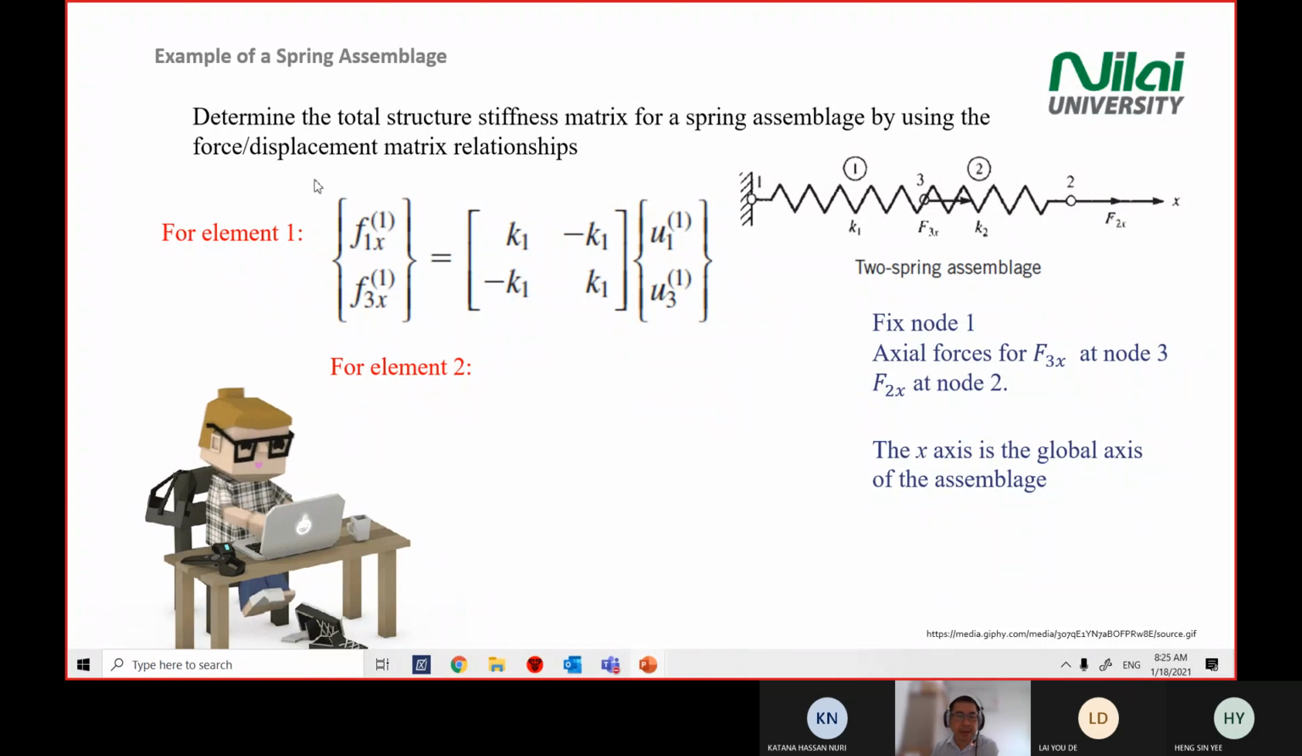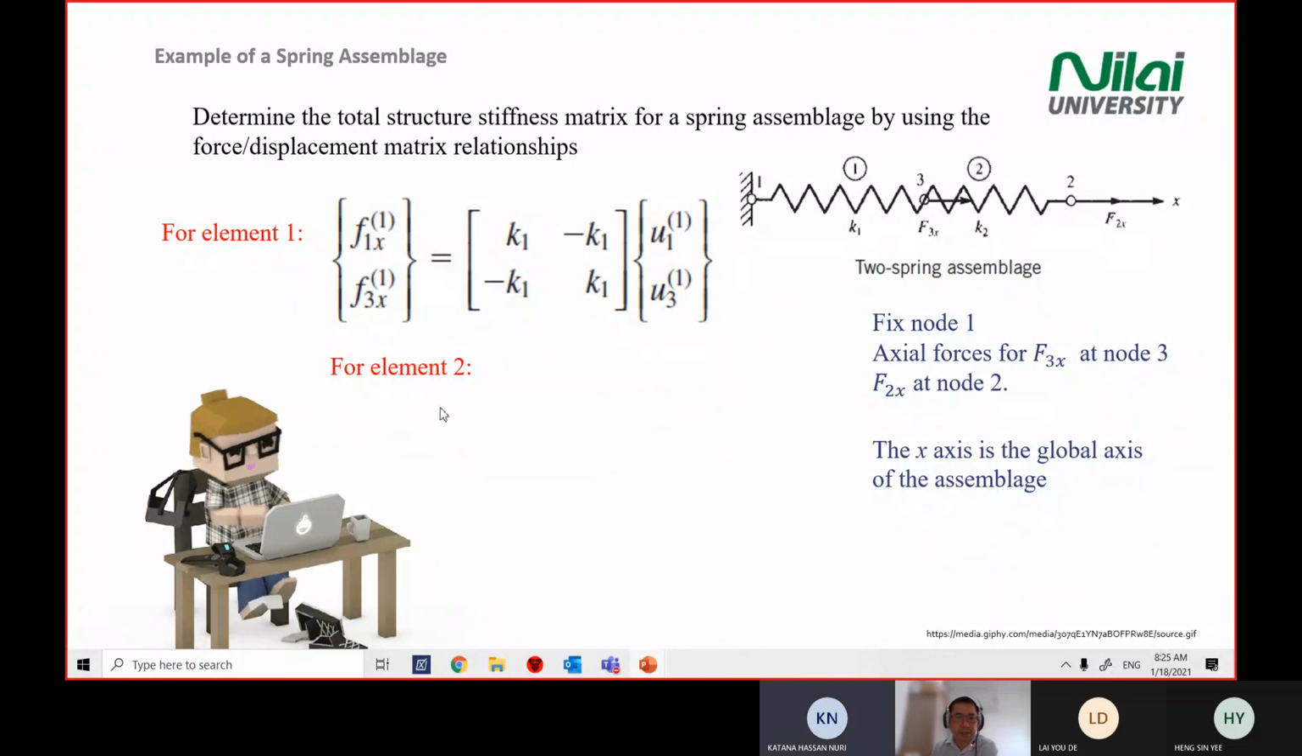Now, let me ask you. By looking at the screen now, if you look at element 1, if I want you to write the stiffness matrix formula in expanded format for element 2, what would you write? I'm going to ask Katana for force, Singi for K, and Lai for the displacement. So Katana, what is your answer for the force for element 2? What will you write for the force component?